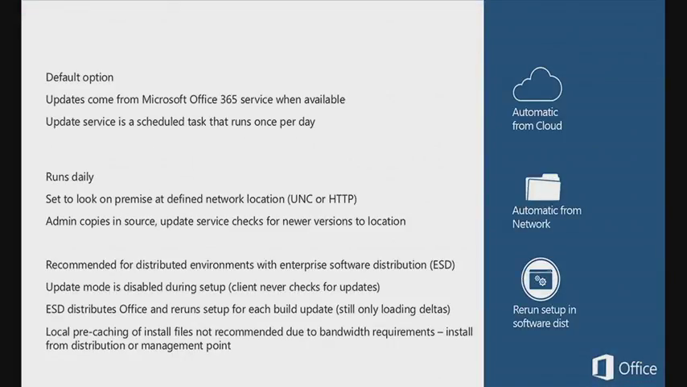There's 3 different ways to configure updates. I can either have them automatically come from the cloud. I can point that same service to a local network share and have them check my share for updates, looking at that v32.cab file I showed earlier. Or I can disable updates altogether and have it wait for another setup to run like another software install. So updates I've got full control over.